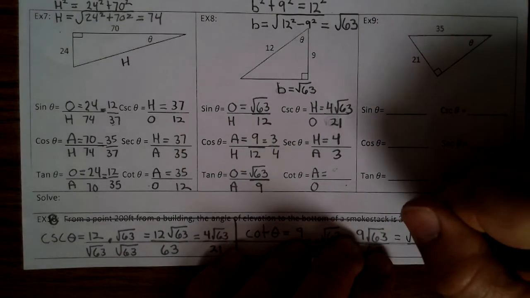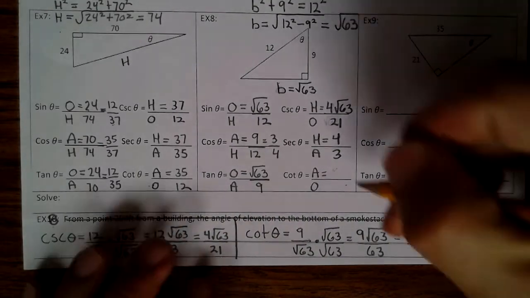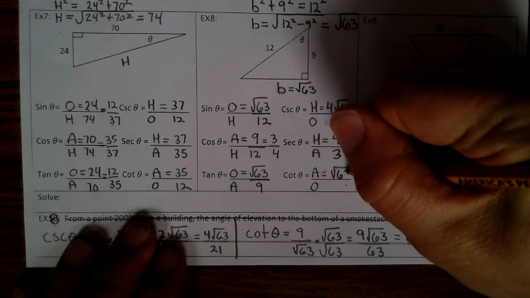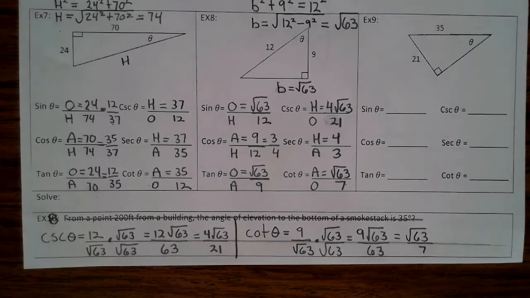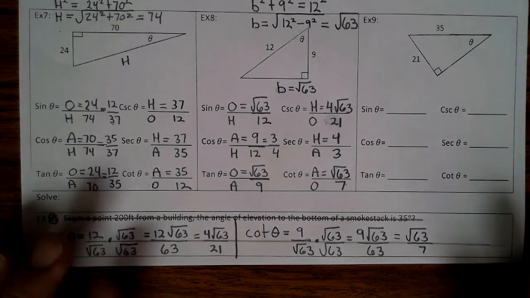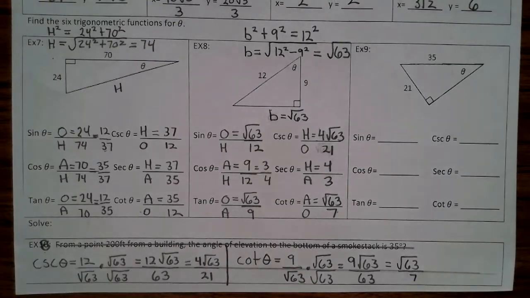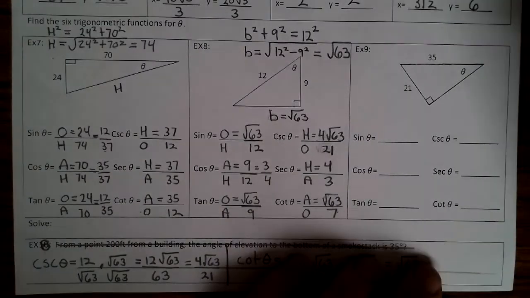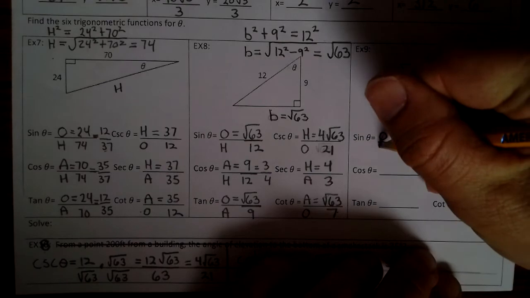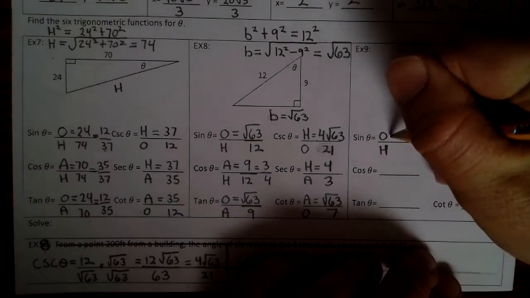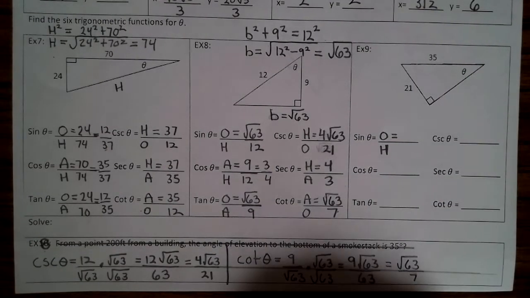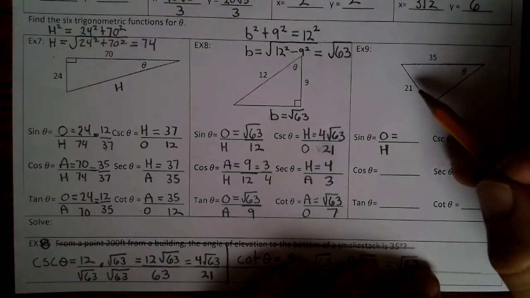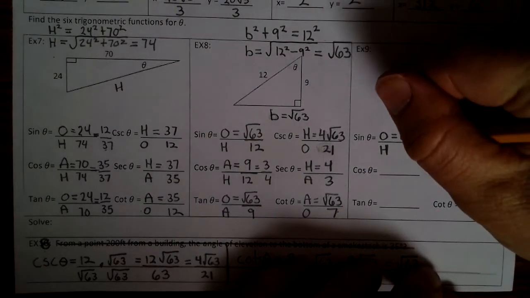All right, now let's take a look at example 9. So, sine is opposite over hypotenuse. So, we have 12 divided by 35. I don't know, what did I do? Not 12. Sorry, I misread 21 as 12. That should be 21.